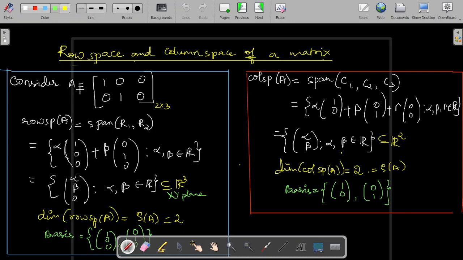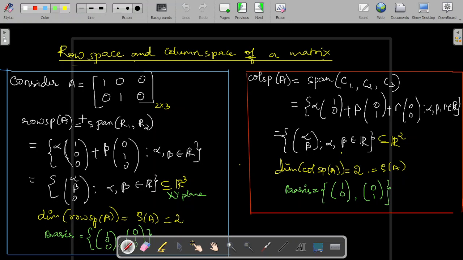Consider a matrix A equal to [1, 0, 0] and [0, 1, 0]. Actually, these are two vectors in R cube: one is 1, 0, 0 and another is 0, 1, 0. I am writing those vectors as the rows of a matrix, and this is the matrix formed by that. It has 2 rows and 3 columns. It is a matrix of size 2 by 3.